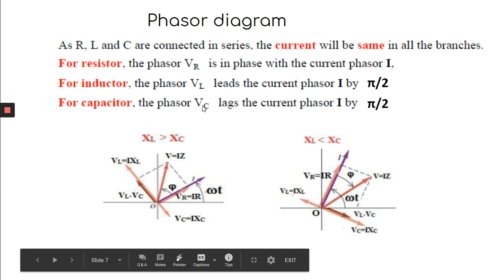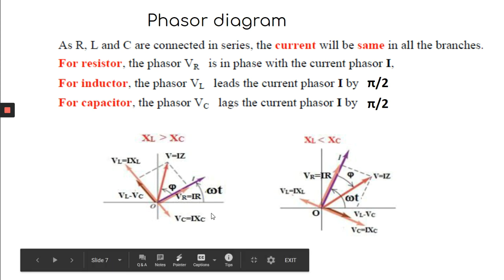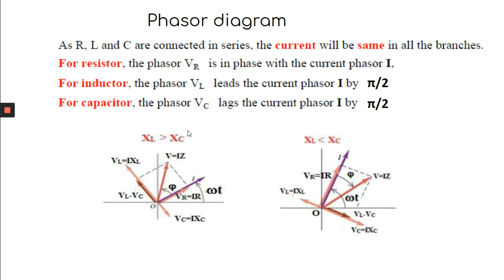So let us consider a particular case, when VL is greater than VC, because you know that VL is I XL and VC is equal to I XC. So if XL is greater than XC, that means the inductive reactance is more than the capacitive reactance, then also your VL is more than VC. Then VL minus VC is along this direction.